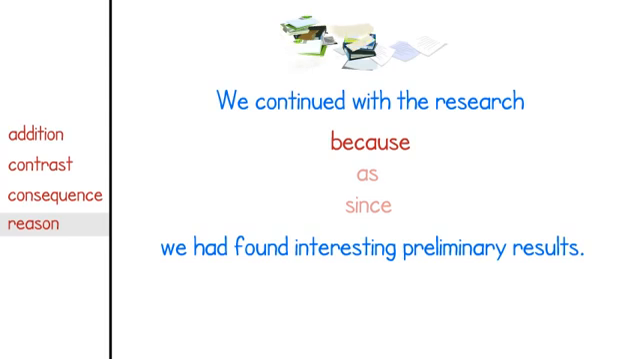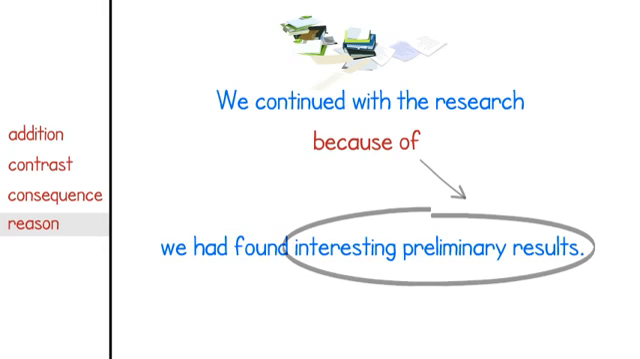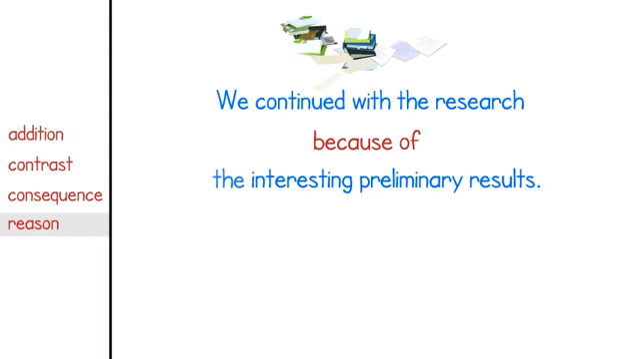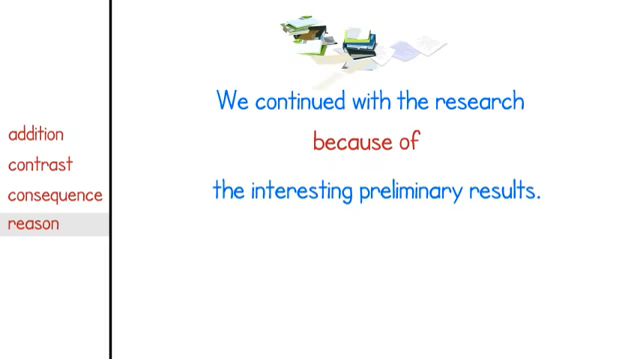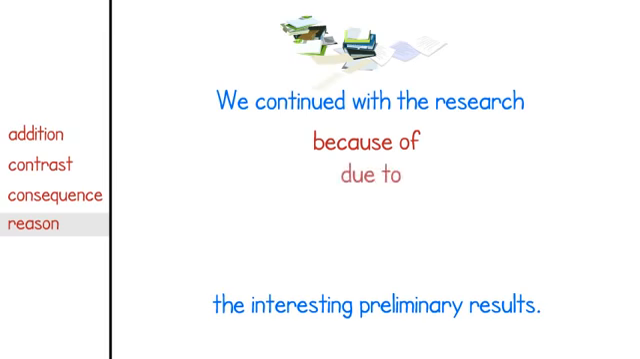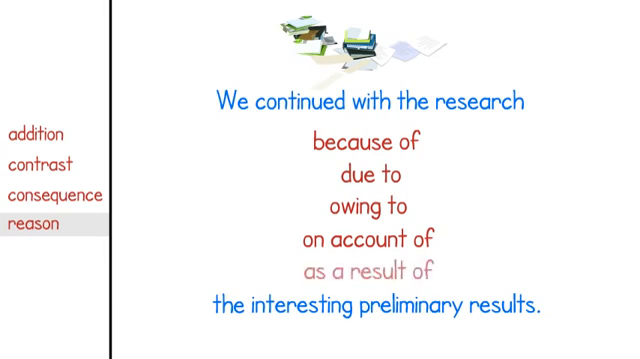Another alternative to because is the phrase because of. This means the same as because, but it is followed by a noun, not a clause. For example, we continued with the research because of the interesting preliminary results. Due to, owing to, on account of, and as a result of are other options that mean the same as because of.